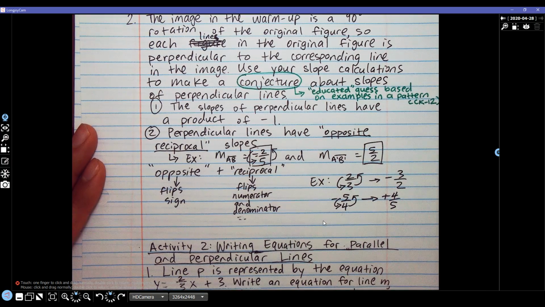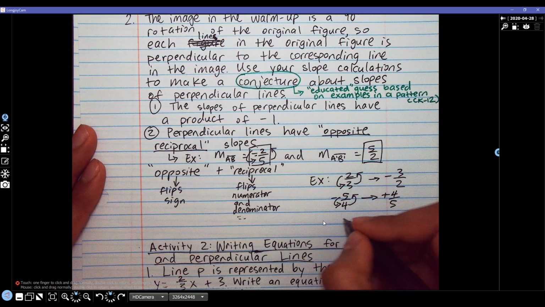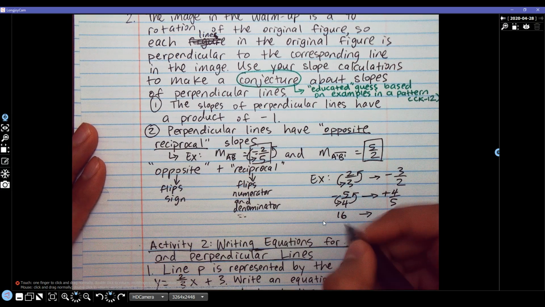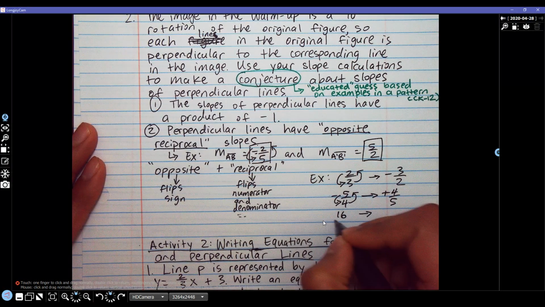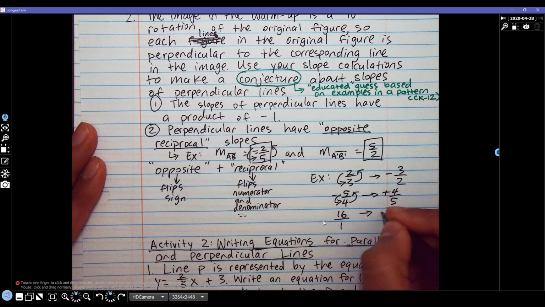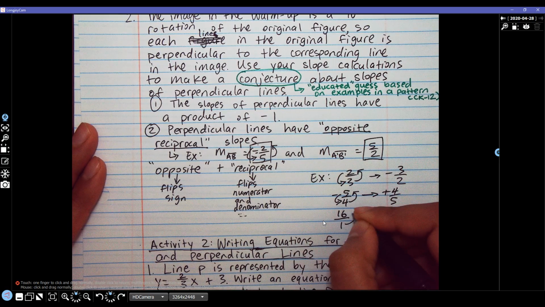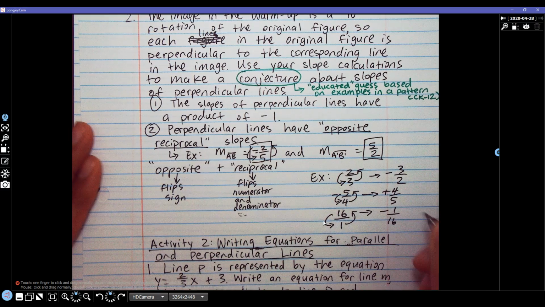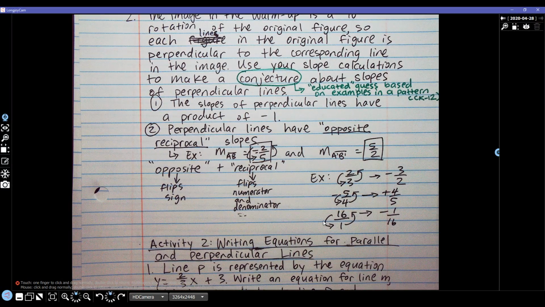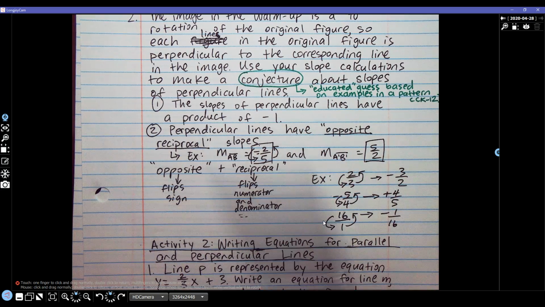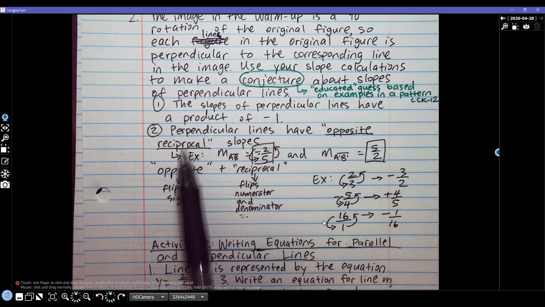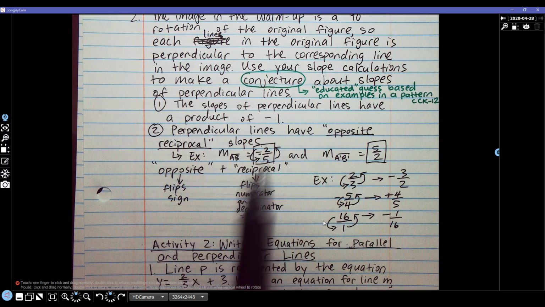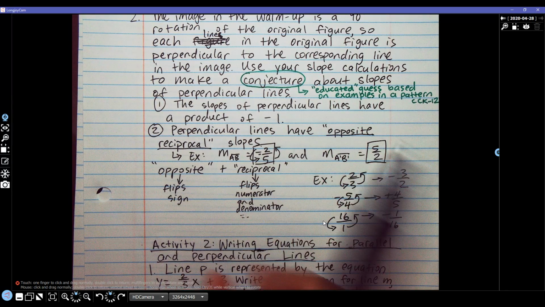And our last one I'll give you is 16. What is the opposite reciprocal of 16? I can write this as 16 over 1. This is positive, so my sign is going to be negative, and then with the numerator and denominator switching, -1 over 16. So this second part of our conjecture introduces us to a new vocab phrase in our class, opposite reciprocal. Remember that two perpendicular lines will always have opposite reciprocal slopes, and you'll be getting some practice on this in just a moment.